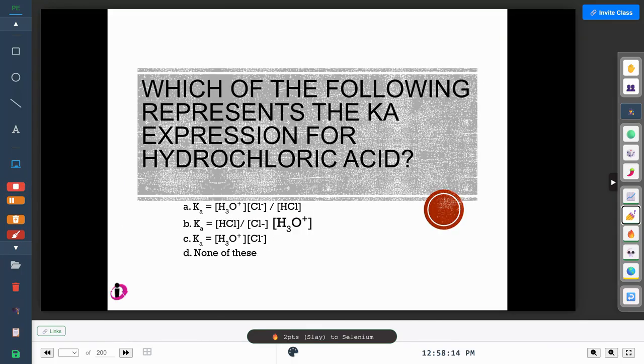So now let's go ahead and see, with a little turn and talk, if you can tell me which of these is representing the Ka expression for hydrochloric acid. Okay, so turn and talk, and I'll call on somebody.